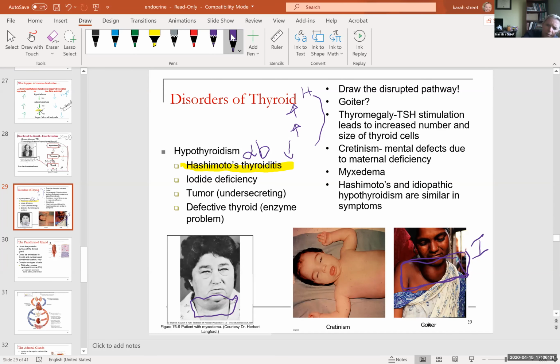This infant has cretinism. If someone calls you a cretin, that's not a nice term to be called. They're basically telling you that you're an idiot, that you do not have adequate mental capacity.